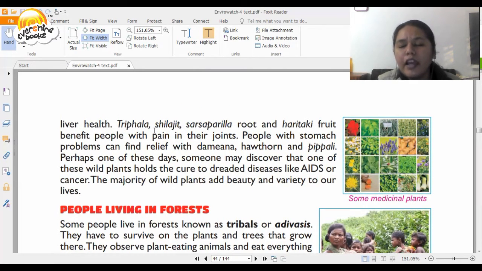Triphala is a very common medicine plant and it is mainly used for digestion purposes. Then there are other plants which are wild, though they are wild, but the fruit is used for relieving people from their joint problems. People with stomach problems can find relief with Damia, hawthorn, and others. Perhaps one of these days, somehow, someone may discover that one of these wild plants holds the cure to a deadly disease like AIDS or cancer.